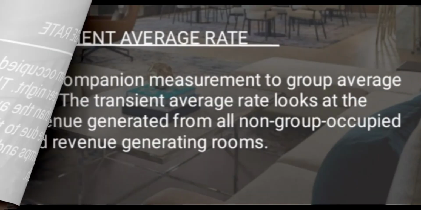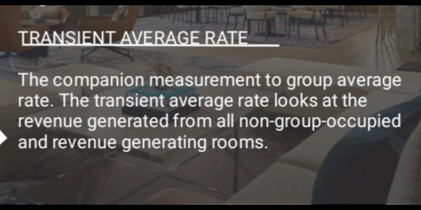Next one is the transient average rate. It is the companion measurement to the group average rate. The transient average rate looks at the revenue generated from all non-group occupied and revenue generating rooms. This means that the transient rate is the fee paid by a single guest, not part of a group.